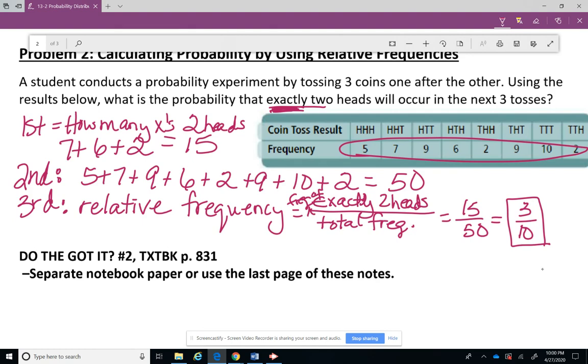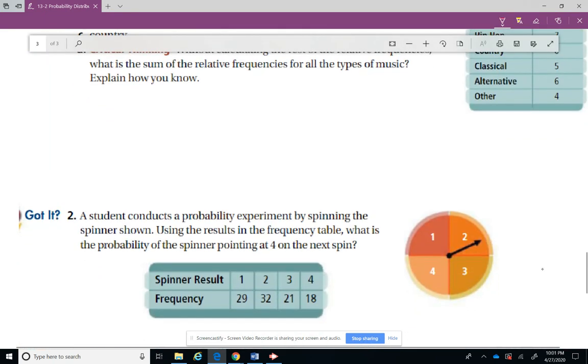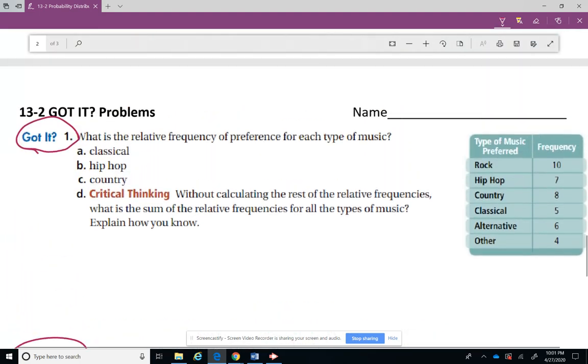All right, now you're going to do the got it problem number 2 on the same page, 831. I put it on this last page for you right here. Okay, it's about a spinner, and they have a frequency table all ready for you.